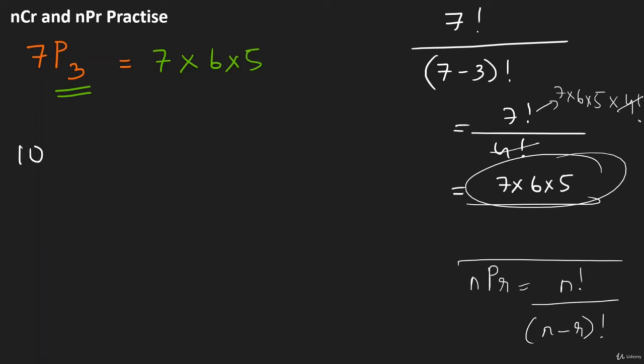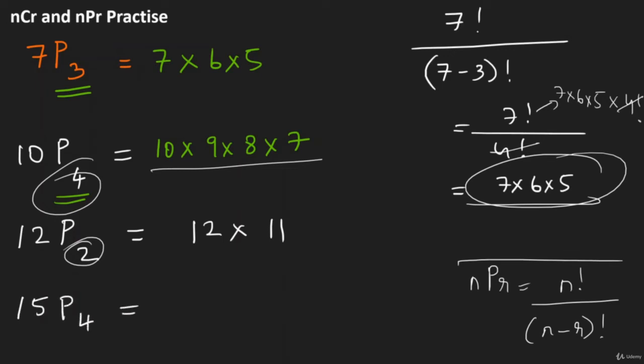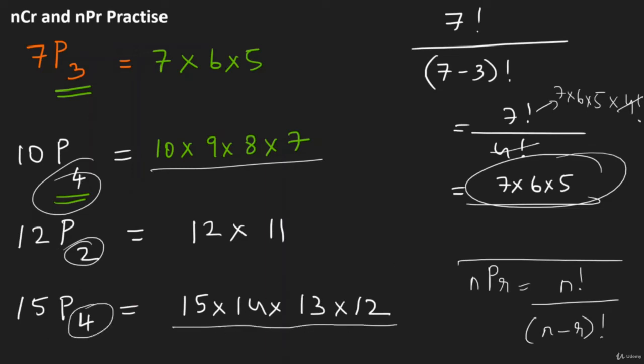All right. So what would be 10P4? That would be 10 into 9 into 8 into 7, right? We have 4 numbers over here because that's what we have over here. What would be 12P2? That would be 12 into 11. We have 2 numbers over here because that's what we have over here. What would be 15P4? That's 15 into 14 into 13 into 12. 4 numbers over here because we have a 4 over here.